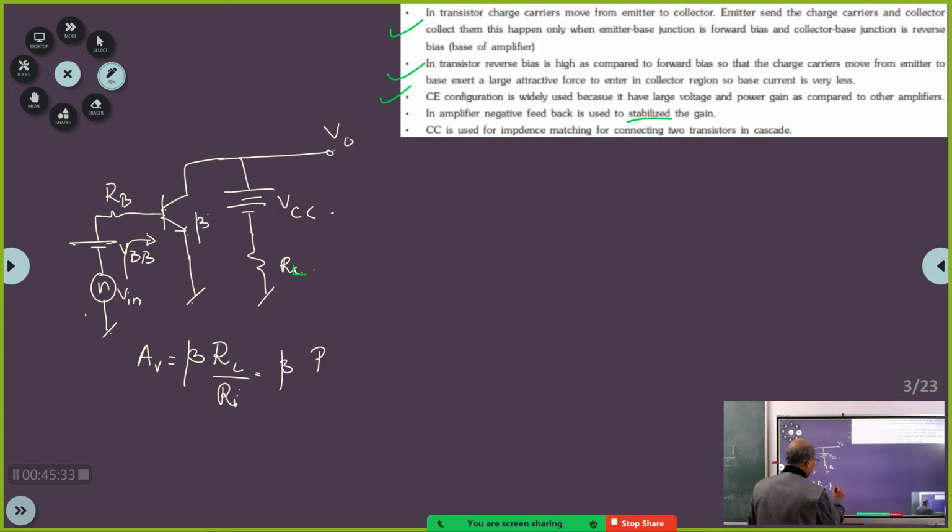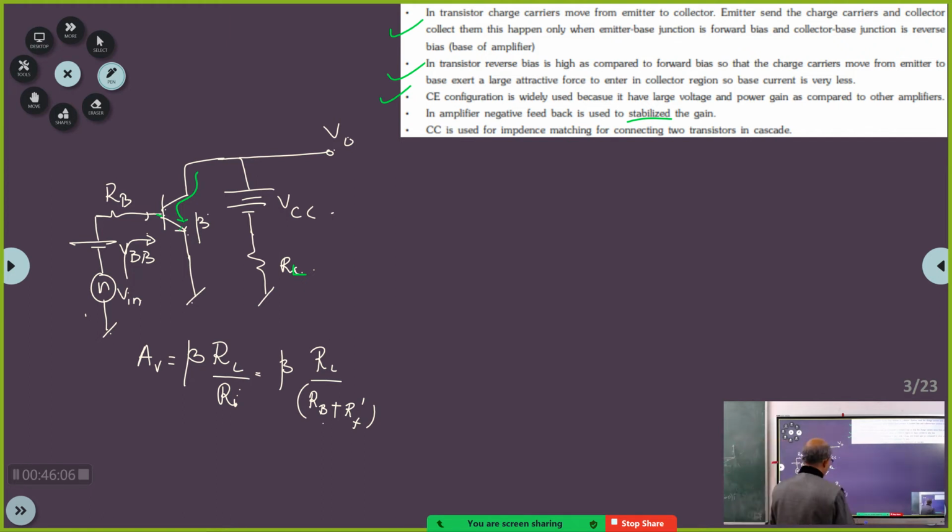So beta times RL divided by RB plus whatever is the impedance that you see here. It will not be just RF. Okay, I will write it as RF dash. Because for this junction, even this current will also be flowing in that junction. So therefore you have to take it as RF dash. Okay, hello? Yes, sir. Good.